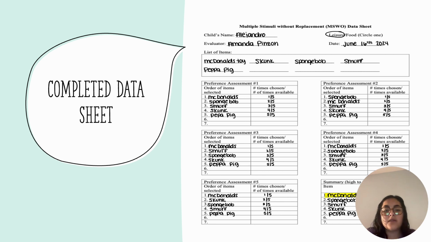So this is the completed data sheet based off of that example. The biggest thing to note was that the first McDonald's toy was the overall preferred item within all of those preference assessments, which could then be used within a reinforcer assessment to assess if that is a potential reinforcer for that individual.